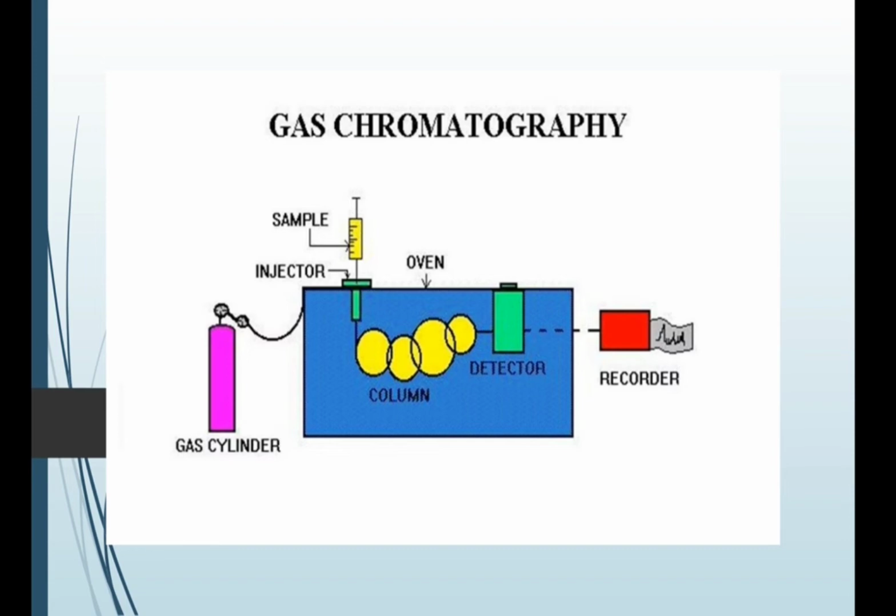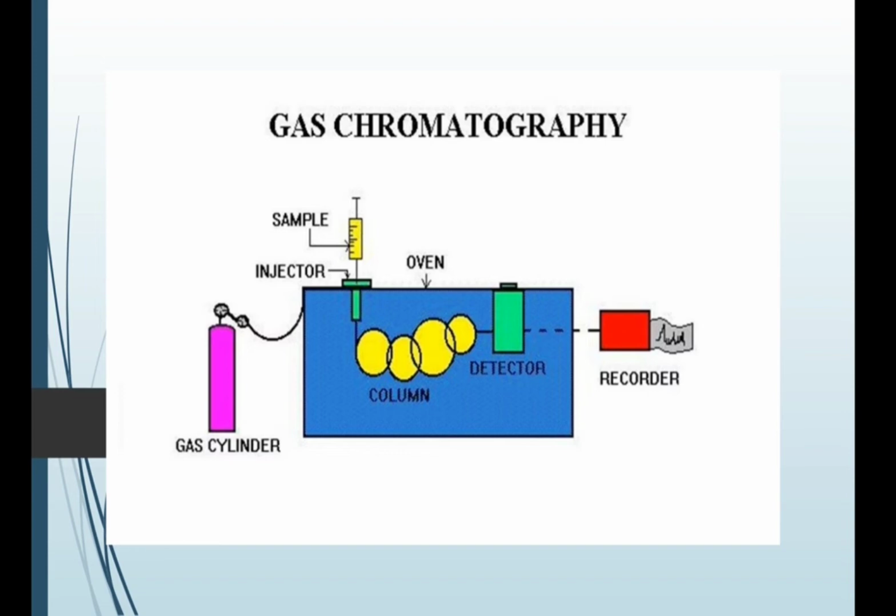The whole instrument, that is gas chromatography, is computer controlled. This instrument is known as a chromatograph, and the spectrum which is observed on the recorder will be called a chromatogram. So both terms are different. The instrument, or the whole assembly, is known as a chromatograph, and the spectra which is observed on the instrument is called a chromatogram.